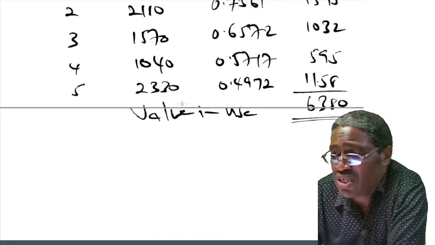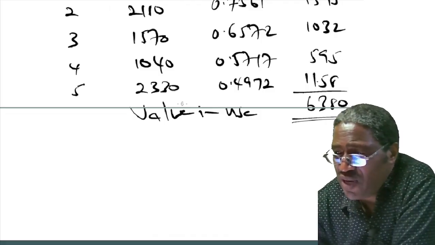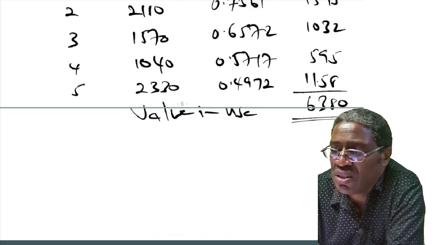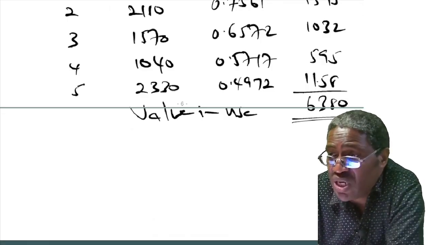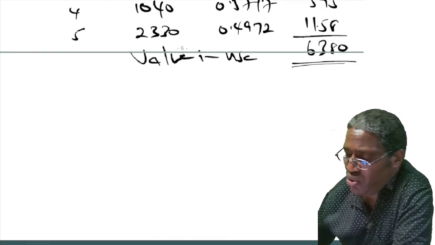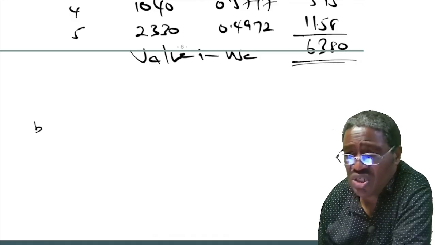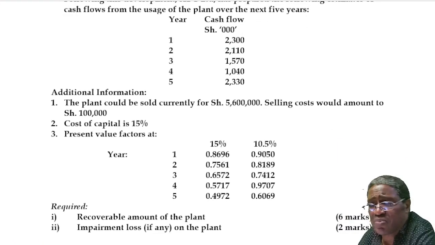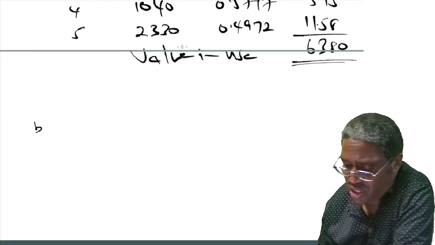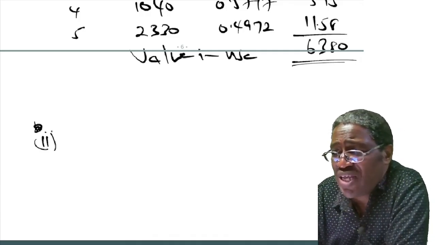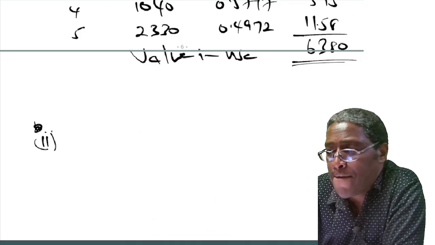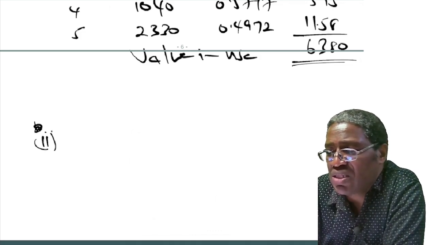Good. Now we have answered part A. We have identified the recoverable amount by comparing the value in use and the net realizable value, whichever of the two is higher. We have picked it to become the recoverable amount. Good. Now we can do part B of the question. Is it part 1 or part 2? Part 2. Now let us answer part 2. They are asking us to determine whether the asset has suffered an impairment loss. So that one we just put down something like this.